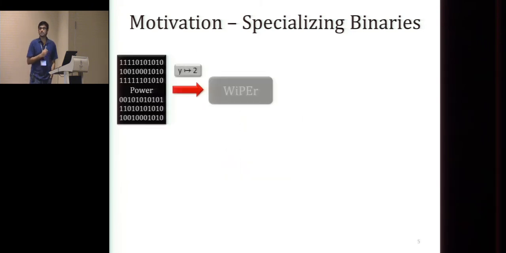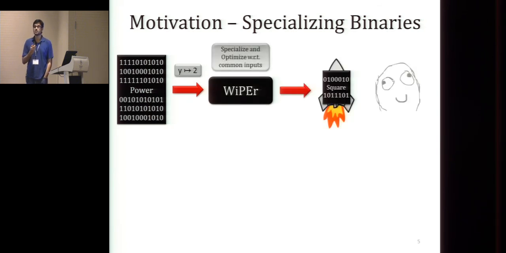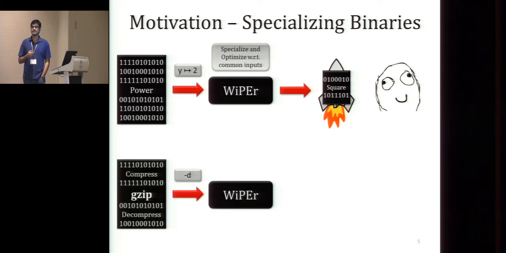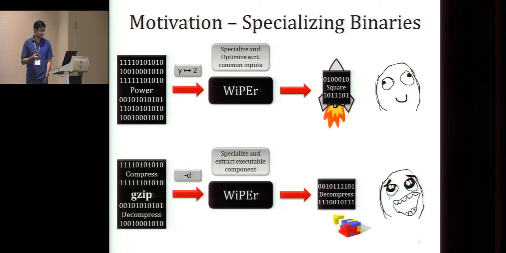If we have a machine code partial evaluator, we can address both the use cases that I just talked about. We can specialize a power binary with respect to the value 2 for the exponent to obtain an optimized square binary. We can also specialize the gzip binary with respect to the -d flag to extract a component that only decompresses.